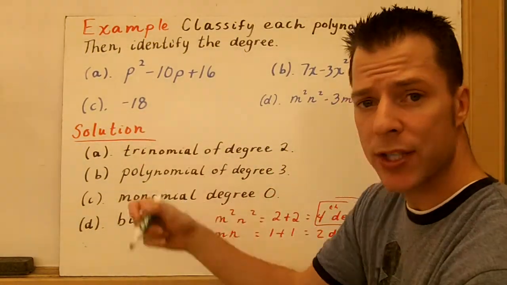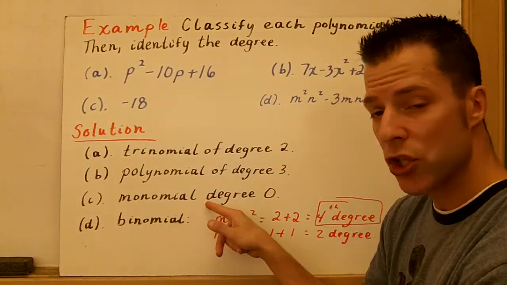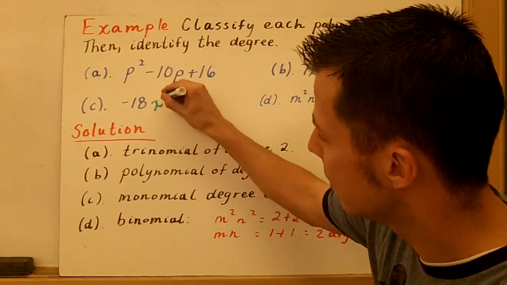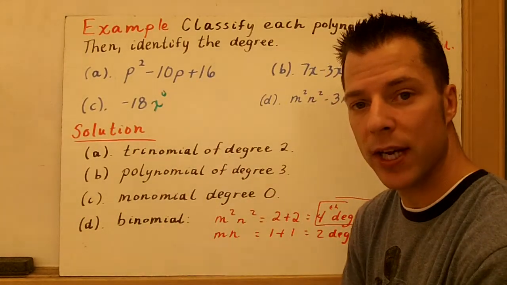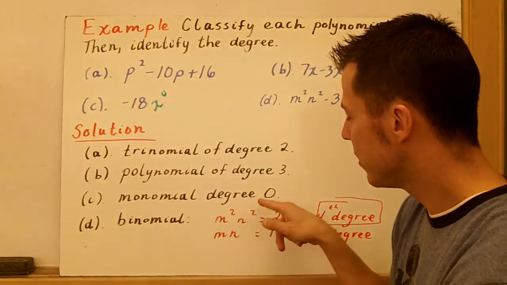Part C, just a constant there, it's negative 18. That's a monomial, and that's degree 0. Okay, because you could throw an x to the 0 power, and we know that anything to the 0 power is always 1. But that is a monomial of degree 0.